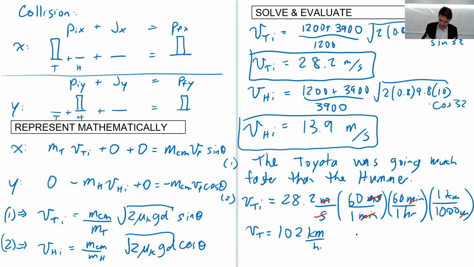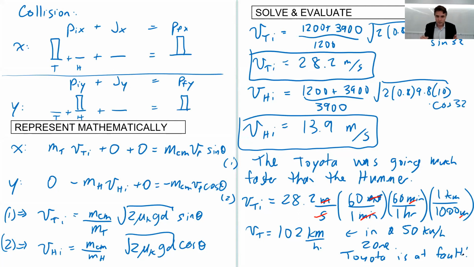And it was already established that this is in a 50 zone. So in a 50 kilometers per hour zone, I would say Toyota is at fault. Okay.